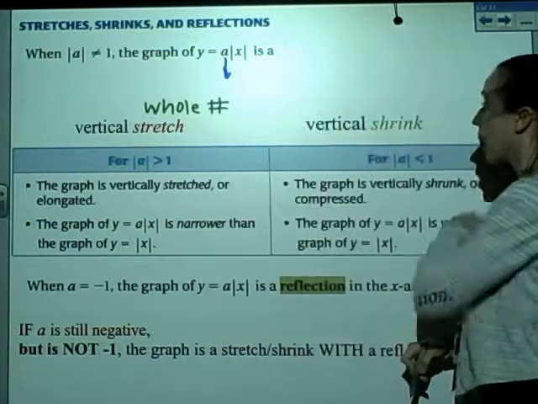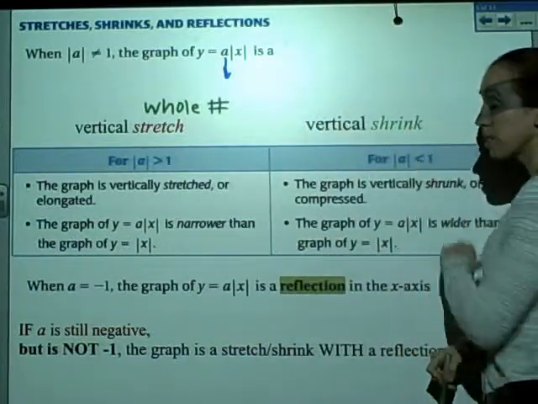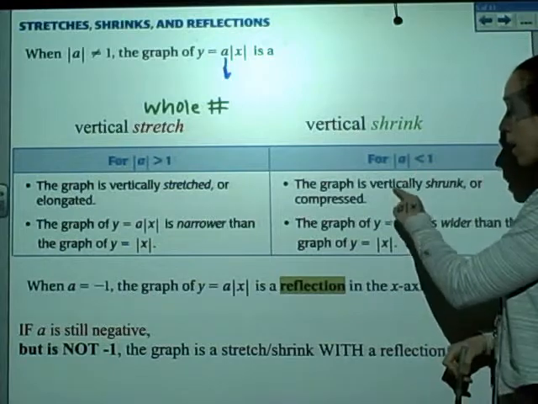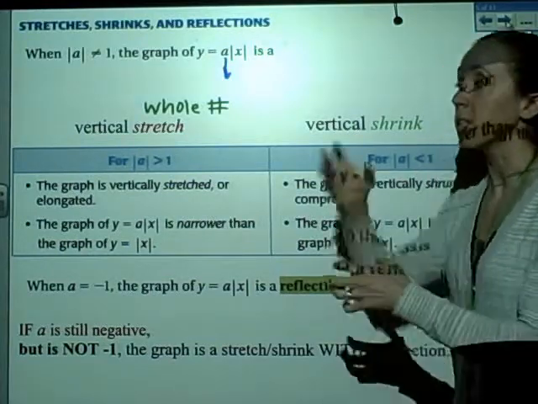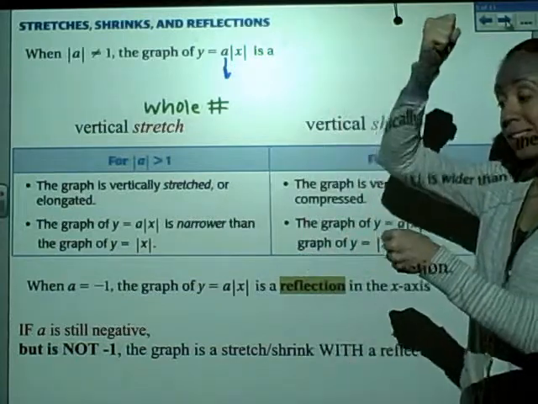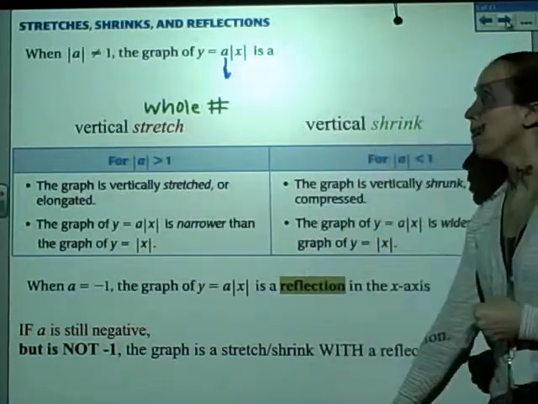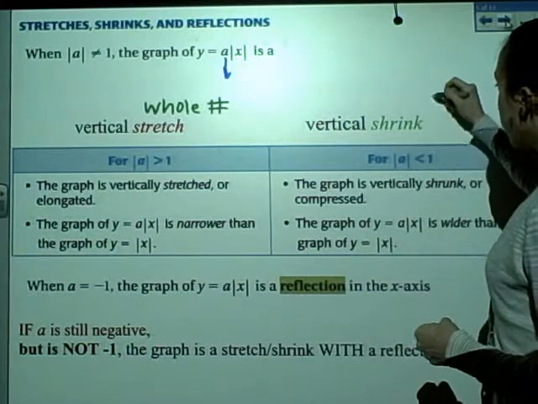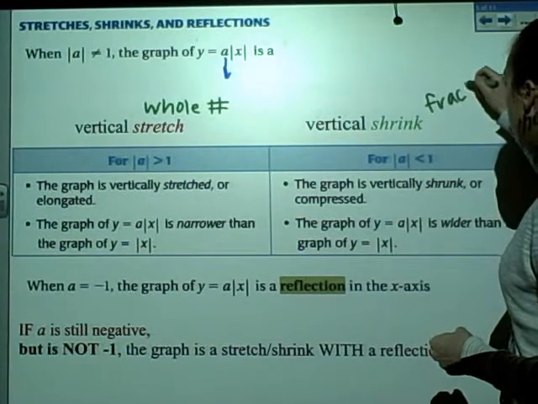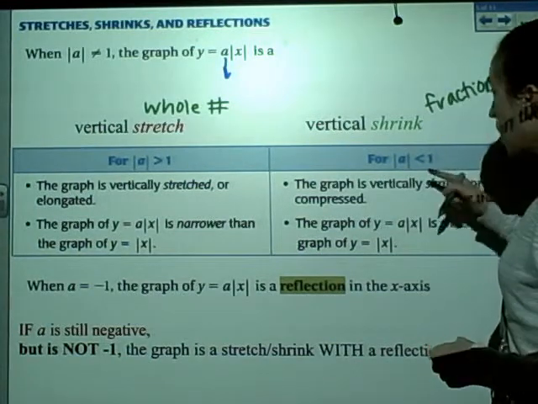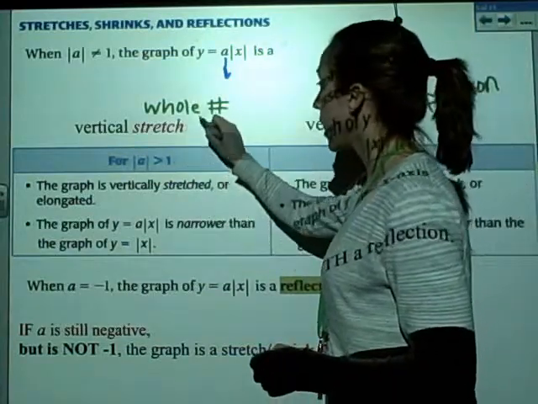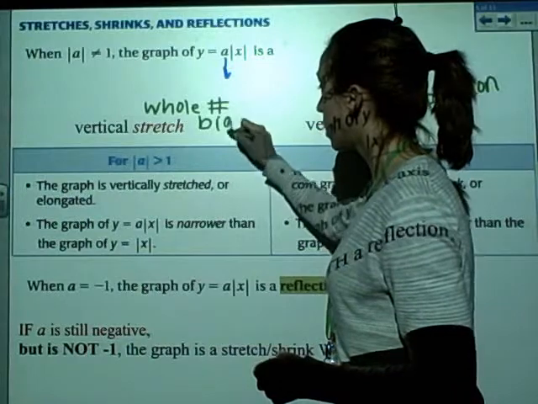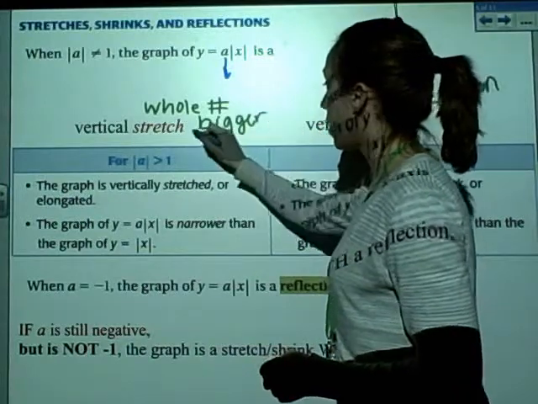If you have a fraction and it's less than 1, your graph is vertically shrunk or compressed. So again, this one is where someone grabs the y-axis and smushes it together. So think a fraction. It's just got to be less. This doesn't have to just be a whole number, it just has to be bigger than 1.